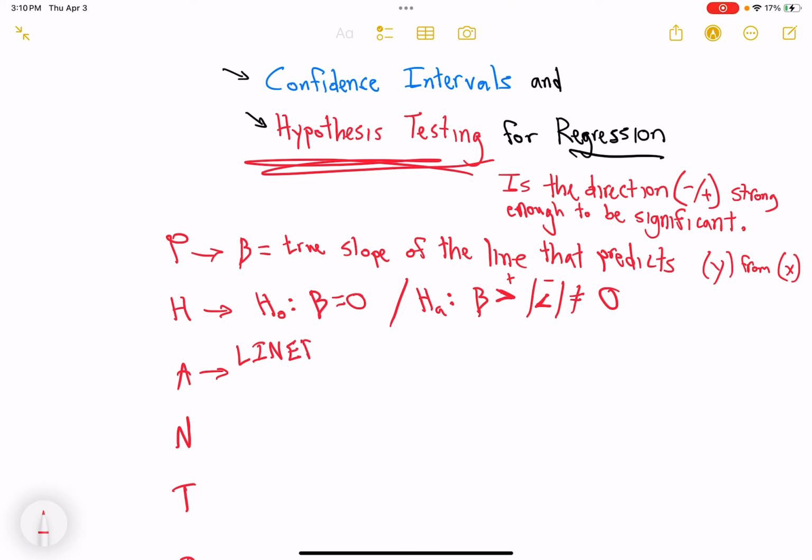The ones that are the same are independence. For independence, we're doing the same thing: 10 times the sample size should be less than the population. Okay, we know that. The L is a little different here.